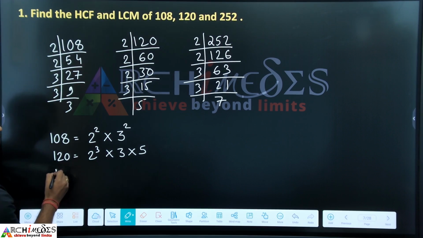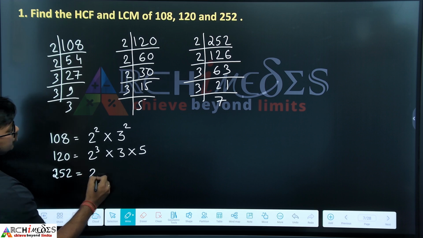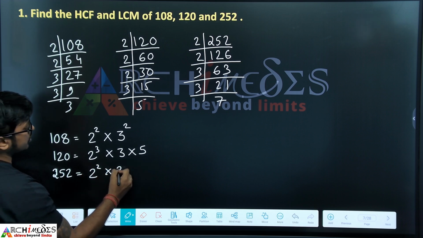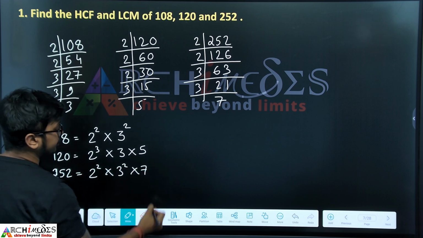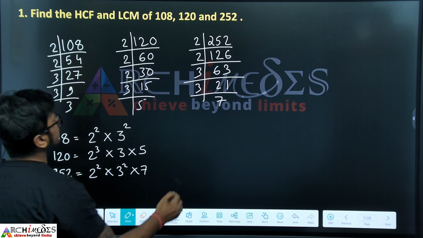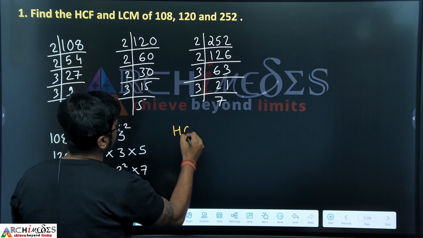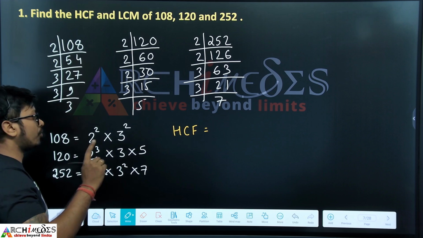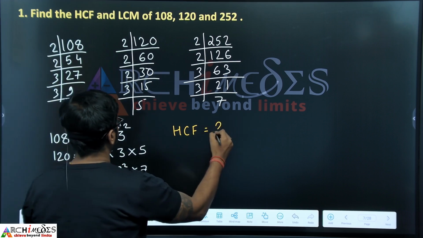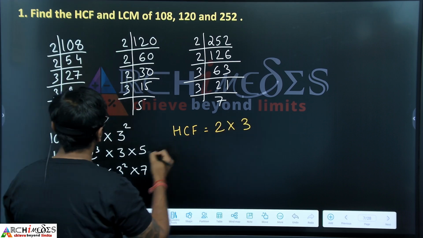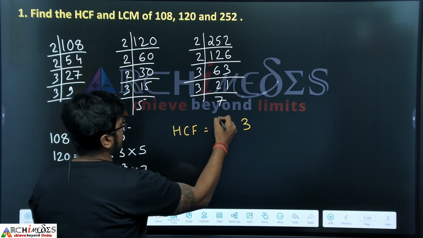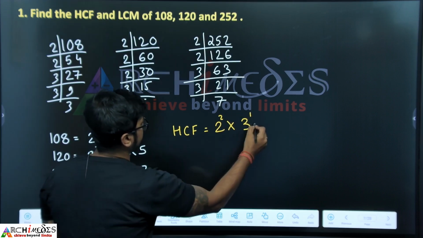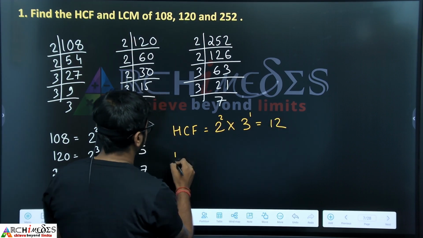Clear? And next is here 252 as 2 square into 3 square. So, clear? Here the question is HCF, isn't it? What I have told you, HCF is that prime factor's lowest power which is common. So 2 is also common and 3 is also common. It's lowest power, dear. So tell me the answer. 12. Very good. 12. Next one, LCM.